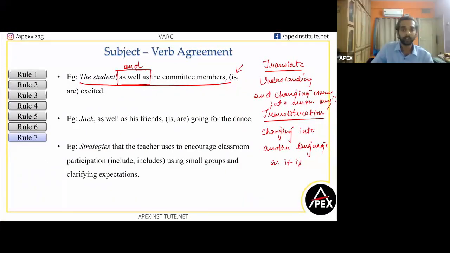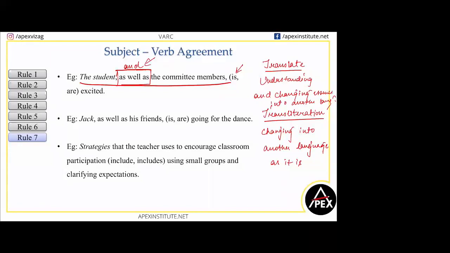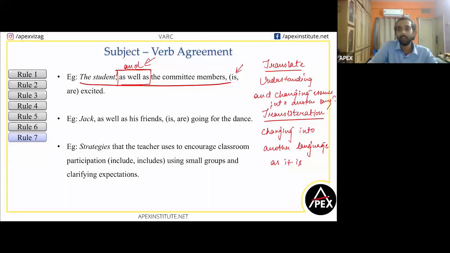So, as I was saying, yes, some of you have put this as and, no, you should not. That is where transliteration becomes translation. You are taking the essence, just what you understood, and not actually what is there. If you make such mistakes, your entire question will go wrong. So what will be the answer? The answer will be is. What about here, Jack as well as his friends?